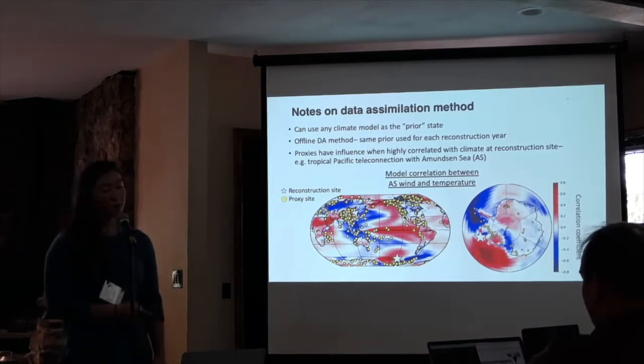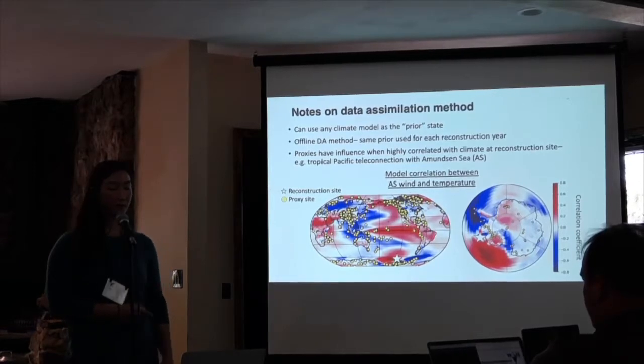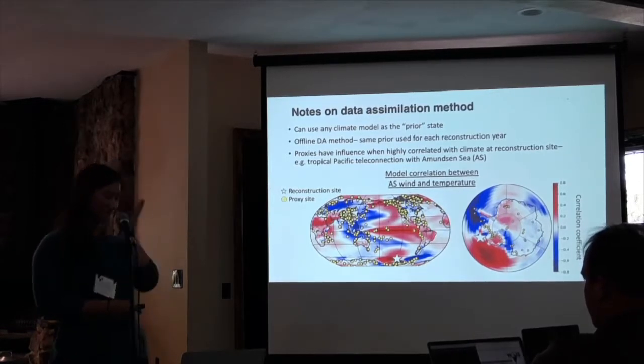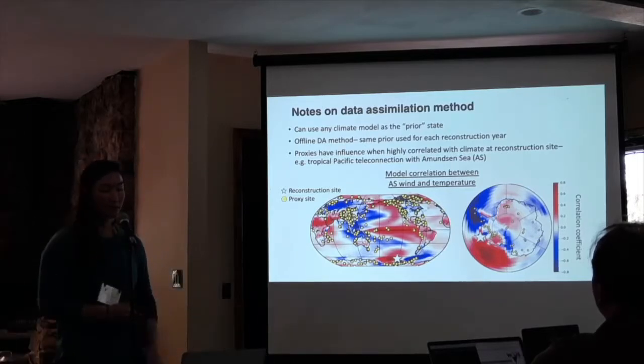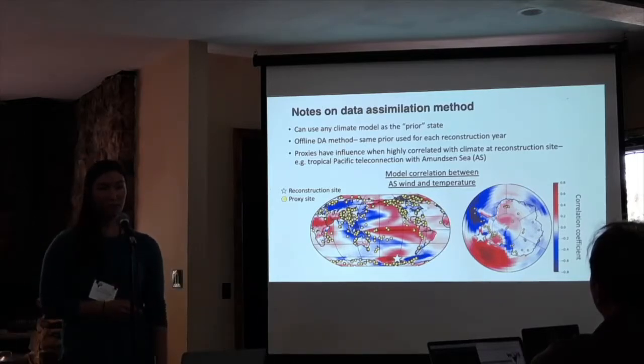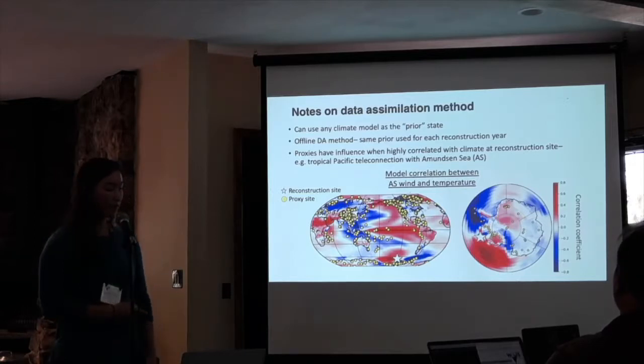We also use an offline data assimilation method, meaning that for every year that we're reconstructing, we use the same initial guess. So it's a flat line, so when you look at any time series of reconstructions, all of the variance is coming from the proxy records.